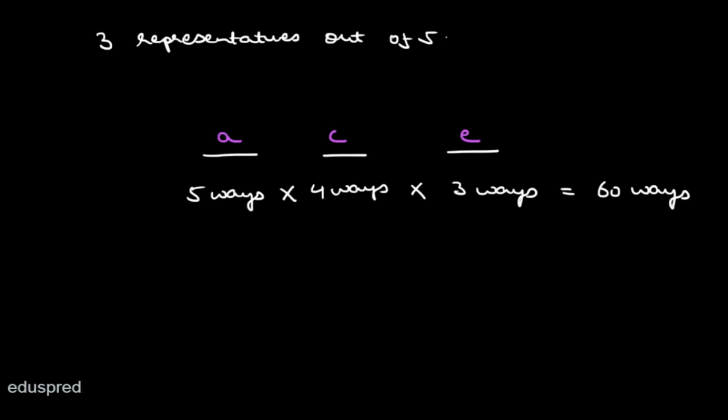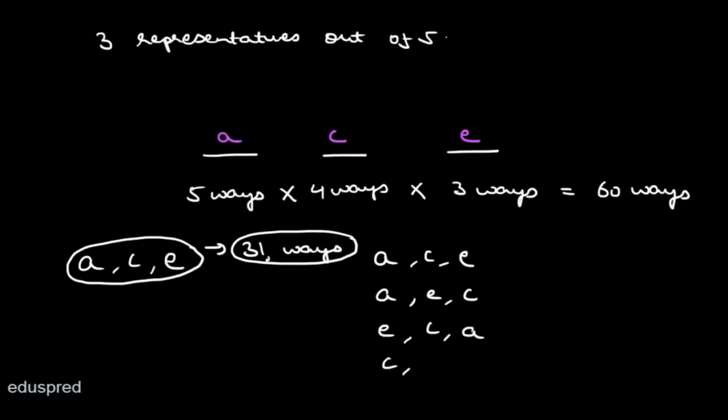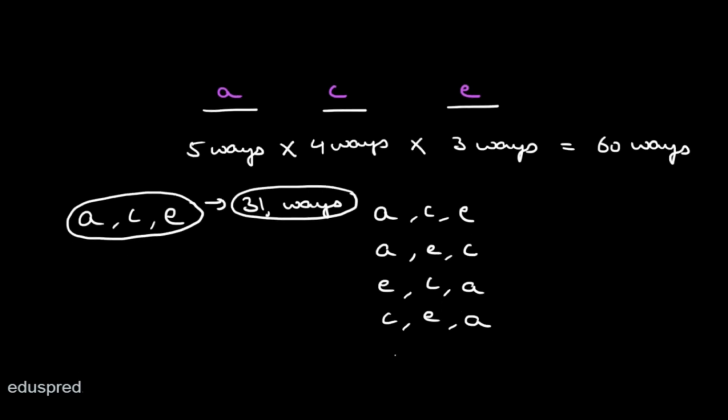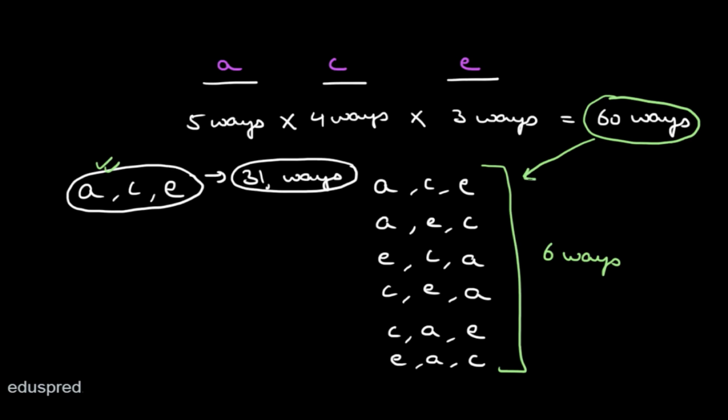So let's choose one possible outcome. Let's say that the 3 representatives that we have selected are A, C and E. Now note that this possible outcome can be written in 3 factorial ways, and those ways could be ACE, AEC, ECA, CEA, CAE, EAC. So this particular outcome can be written in all these ways, and these are in total 6 ways. So when we talk about 60 ways, these 60 ways include all these 6 ways as well.